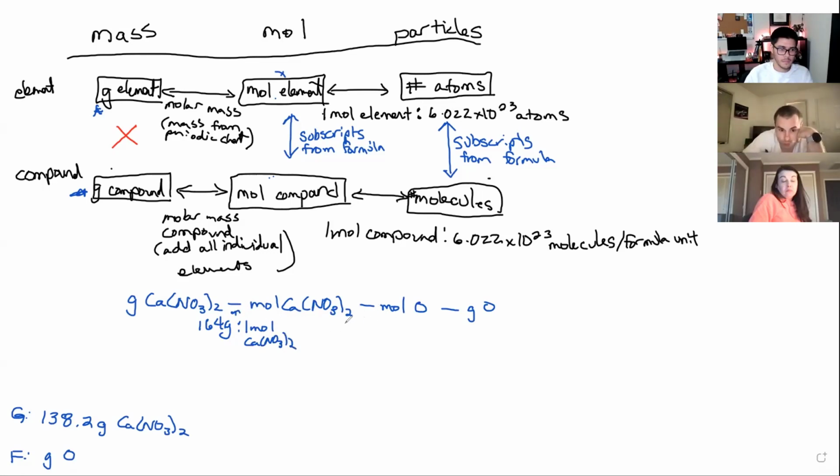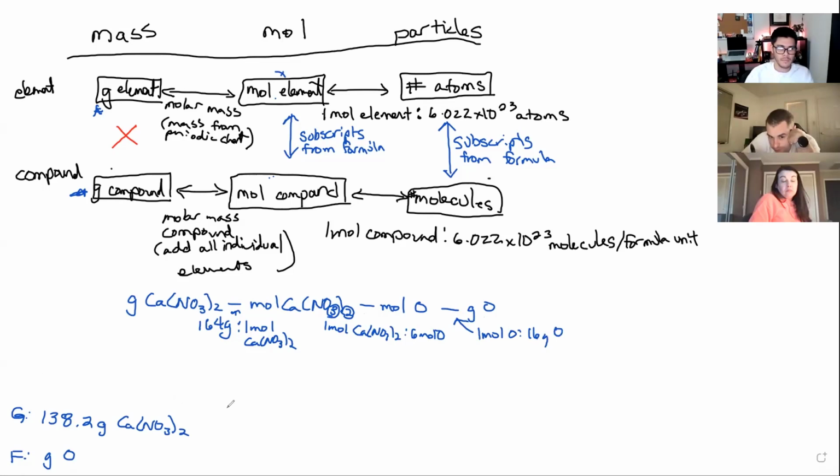This step here, the relationship is, well, for every 1 mole of my compound, CaNO3 2, I'm going to get 6 moles of oxygen. Why is it 6? There's 3 on the inside of the parentheses multiplied by 2. So multiply those. And then this step here is just the molar mass of oxygen, which is 1 mole of oxygen is equivalent to 16 grams of oxygen.